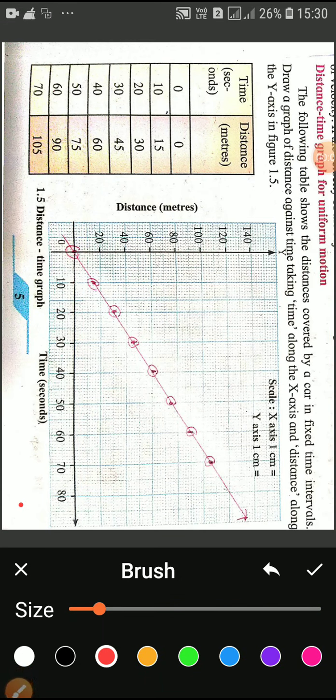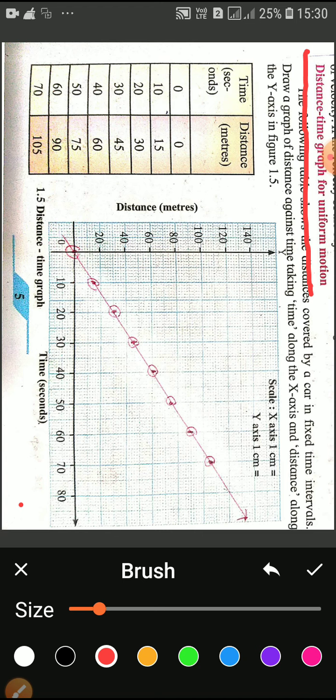Now, the next topic after acceleration is the distance-time graph for uniform motion. Uniform motion we have studied. What is uniform motion? If an object covers equal distance in equal intervals of time, that is called uniform motion.